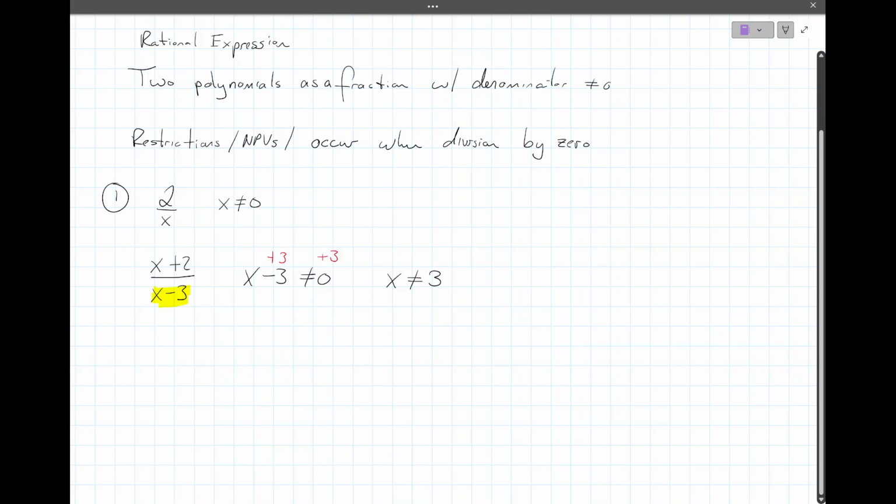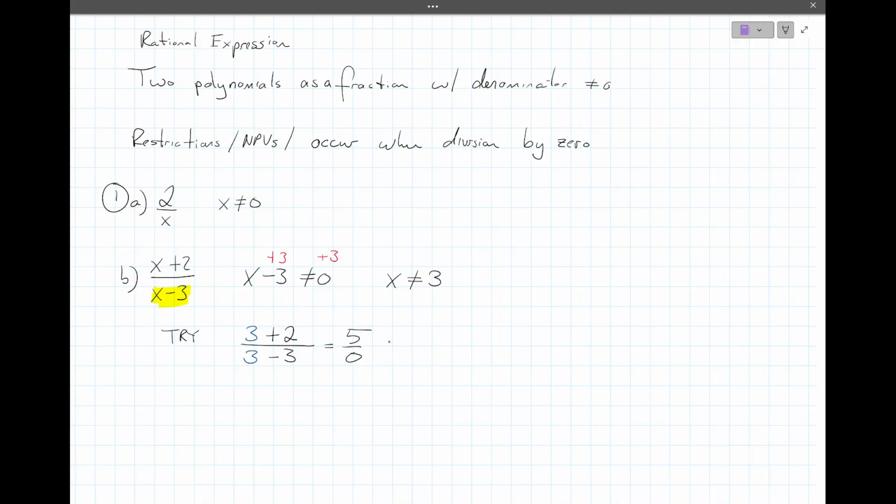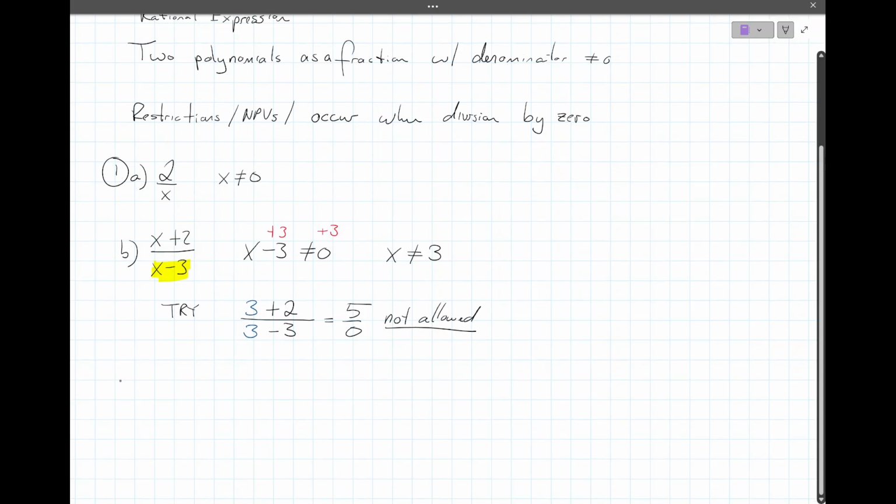If I had x equals 3, let's try it out. This was A, this was B. I have 3 for x in x plus 2 over x minus 3. That would be 5 over 0, not allowed. But I could have any other x value, and it's totally okay. So that's a quick way to tell us what works and what doesn't work.